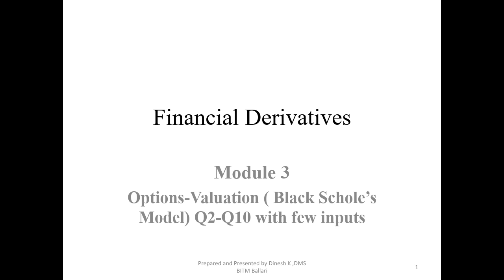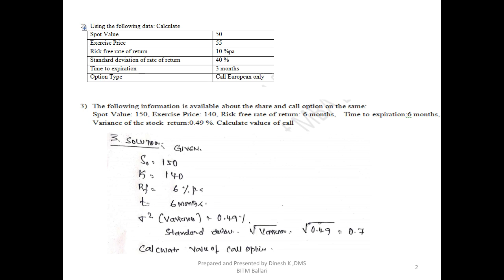I have already posted the list of students and the question numbers they are supposed to solve in the WhatsApp group. Question 2 is quite a replica of question 1. It's a simple underlying asset with no income history. S naught is given, K is given, risk-free rate is given, standard deviation is given, time to expiry is given, and the option type is a European call you are supposed to calculate. So question 2 and question 1 are quite similar.